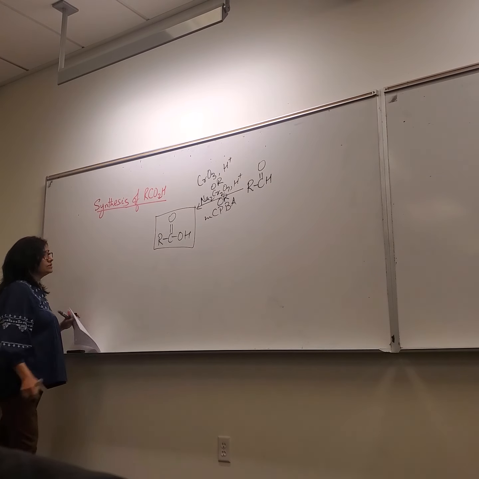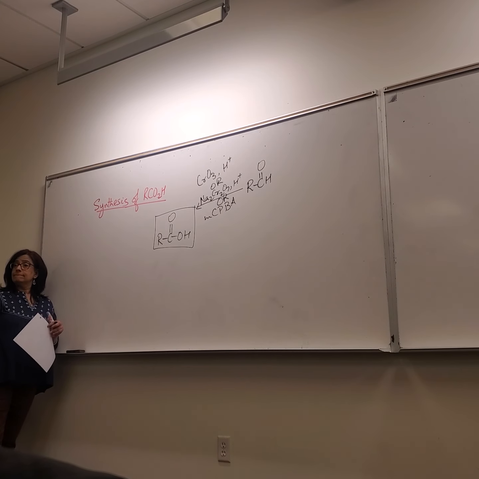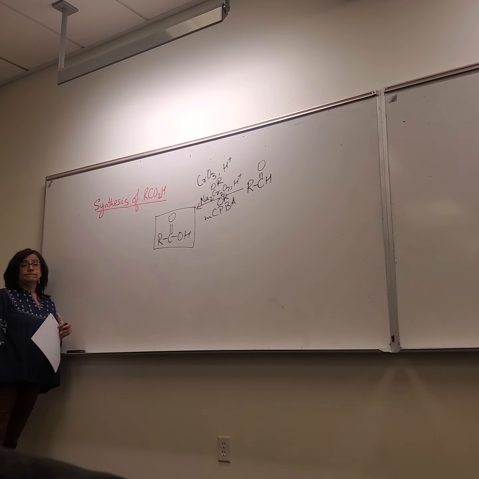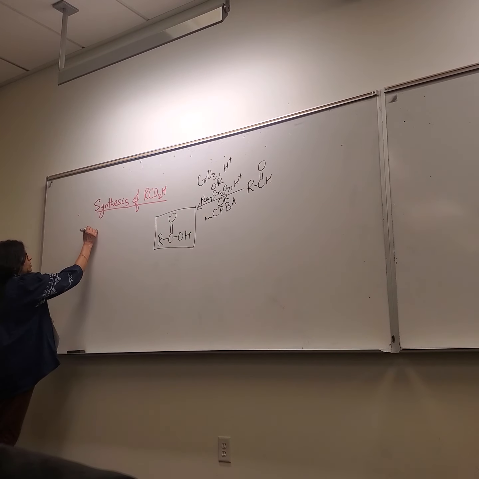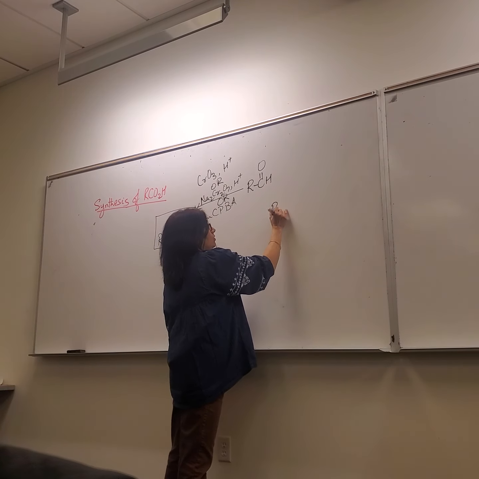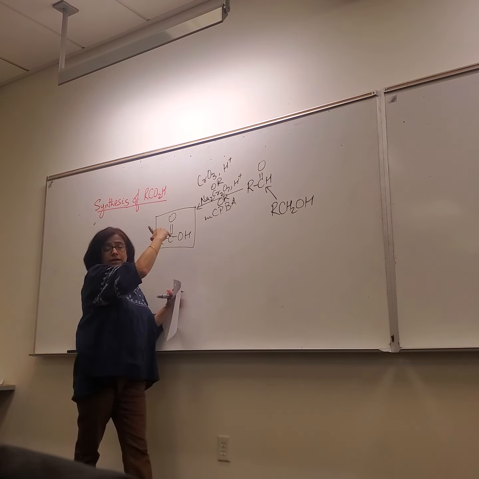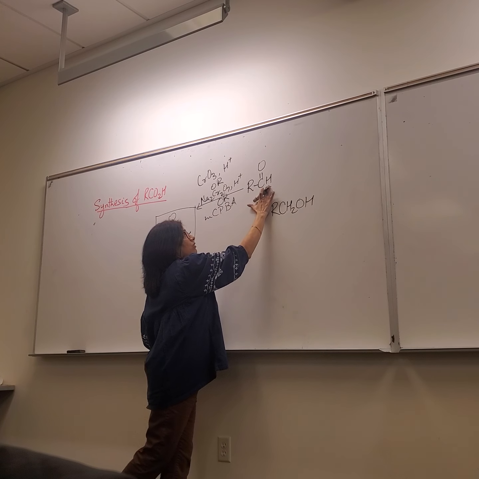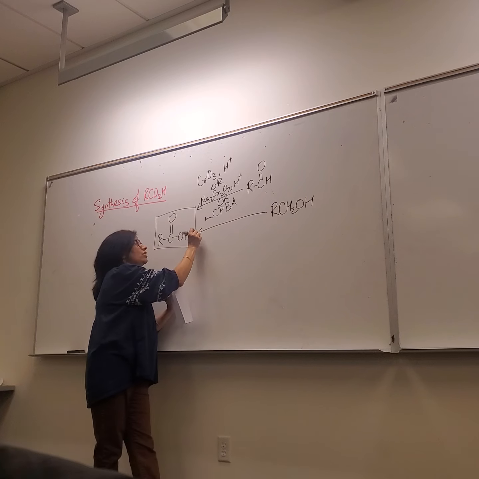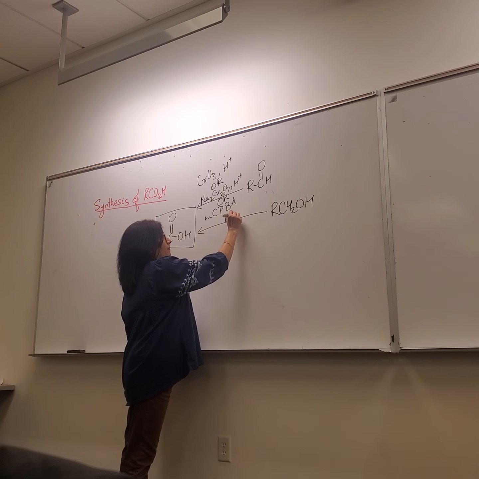What else can we make a carboxylic acid from? How about a primary alcohol? Yes, actually, I'm going to write it there. A primary alcohol first makes this and then, right? So if I wanted to convert a primary alcohol into a carboxylic acid, do I use a weak oxidizing agent or a strong oxidizing agent? Strong oxidizing agent.